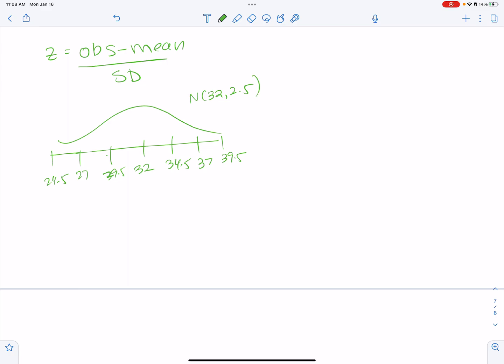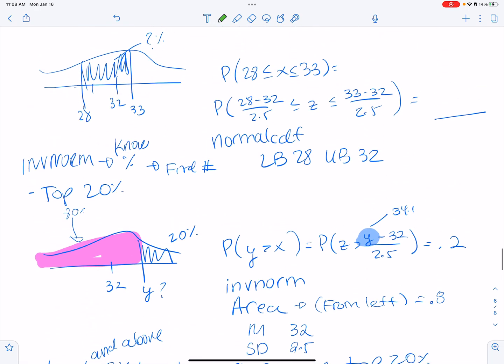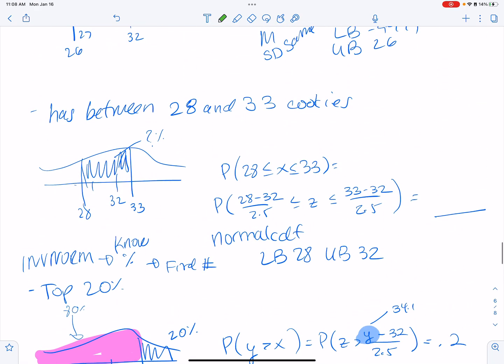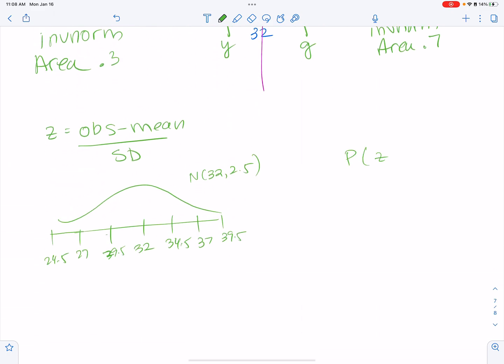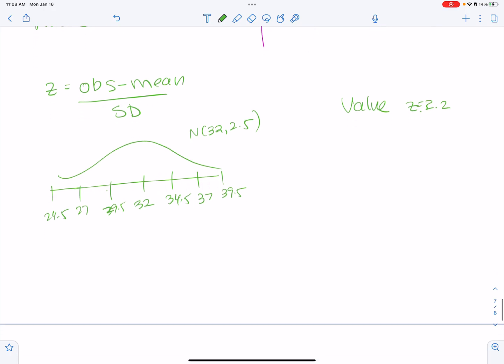And I ask, what's the probability that a z-score is, I'm going to say, greater than 2.2 in this particular instance. Or if I say, what's the value with a z-score of 2.2? Okay, so the first thing I want to do is go ahead and convert this to a z-score. When we convert, let's convert each of them to z-scores.